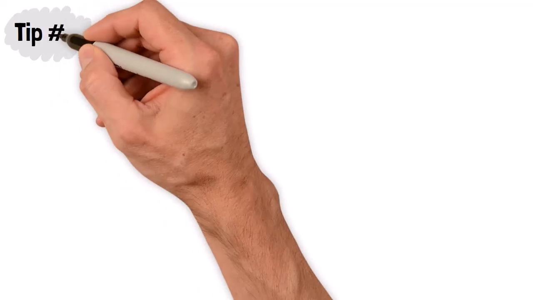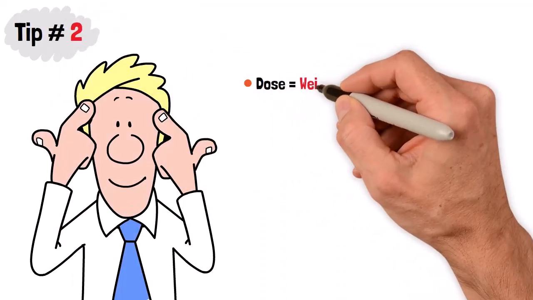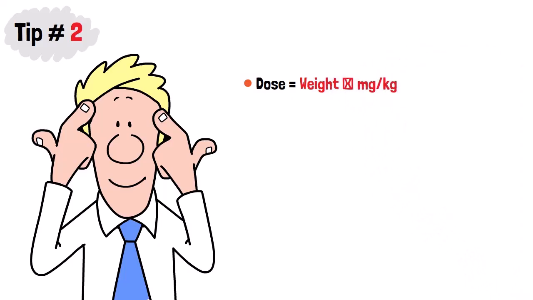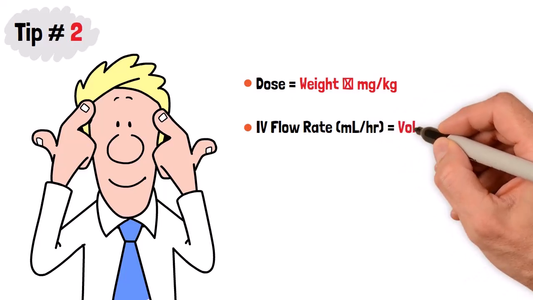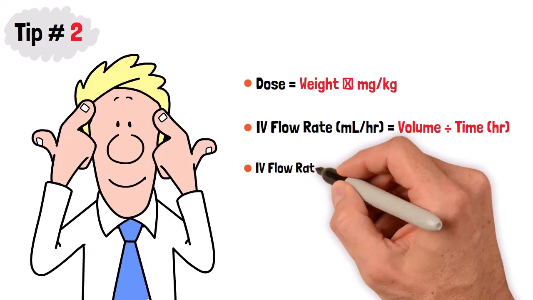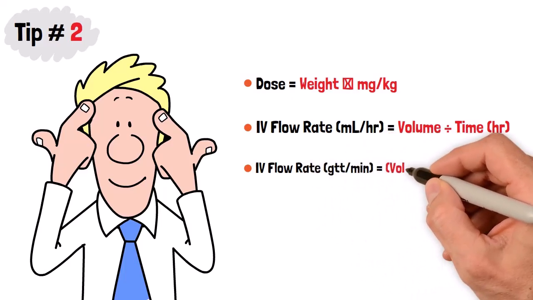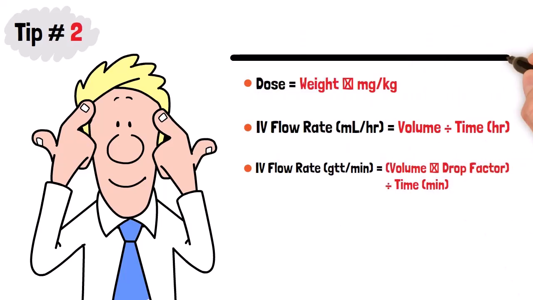Tip number 2. Remember your core formulas. Dose equals weight, times milligrams per kilogram. For flow rate, milliliters per hour equals volume divided by time, hours. IV flow rate, GTT per minute, equals volume times drop factor, divided by time, minutes.